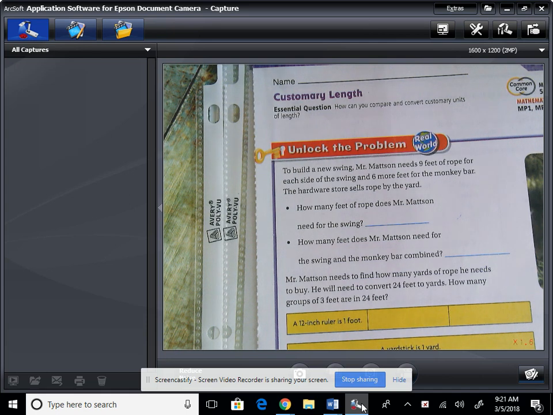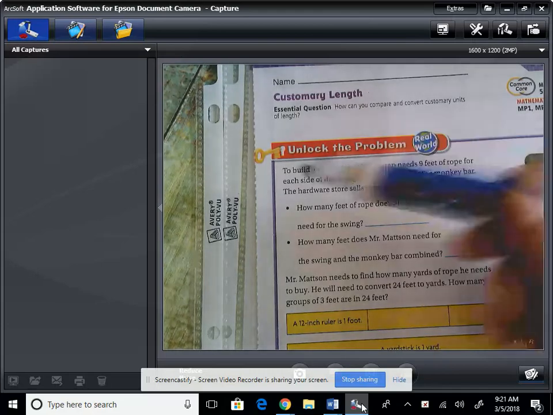All right, boys and girls, I hope you have your vocab in for lesson 10. We're going to be talking about customary lengths in this one. How can we compare and convert customary units of length? Customary lengths are what we use in America. The other unit of measurement is metric.